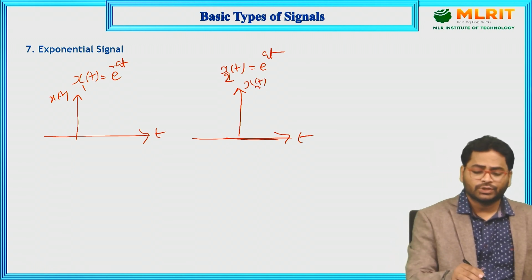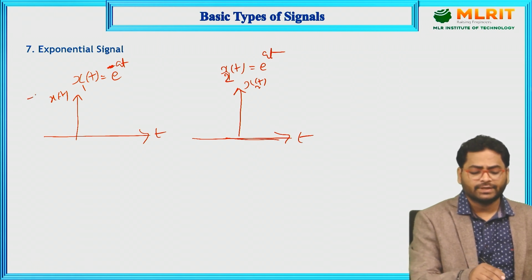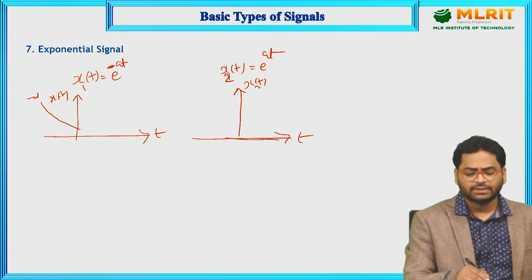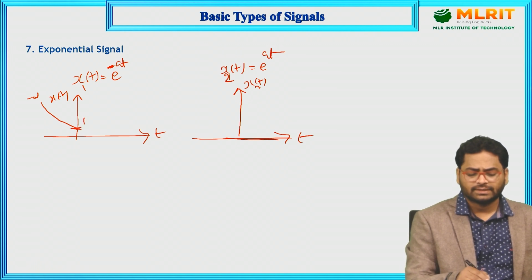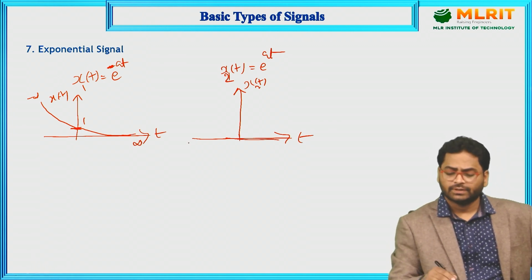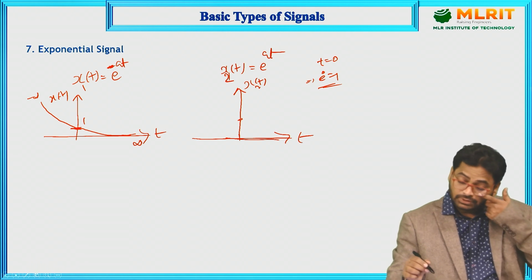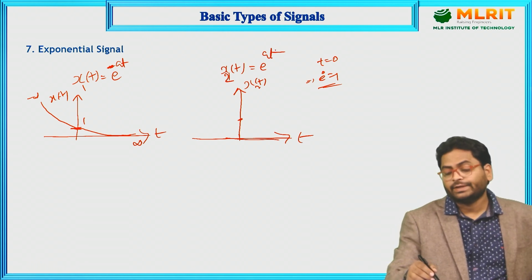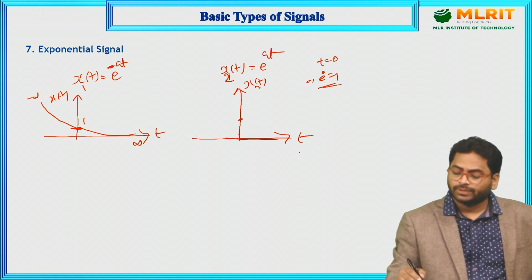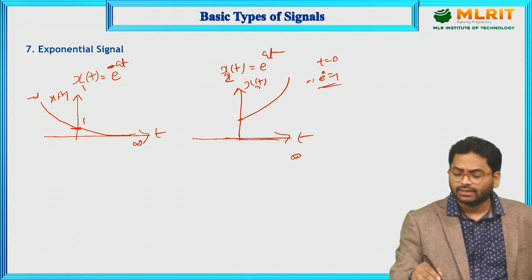Since there is a minus, x1 is an exponentially decreasing curve. That means it will start from a large amplitude at minus infinity, reach 1 at 0, and reach 0 at infinity. Similarly for the other one, if I put t equals 0, e power 0 is 1. If I substitute t as infinity, e power infinity is infinity, so the amplitude is infinity. And at e power minus infinity, I will get 0.